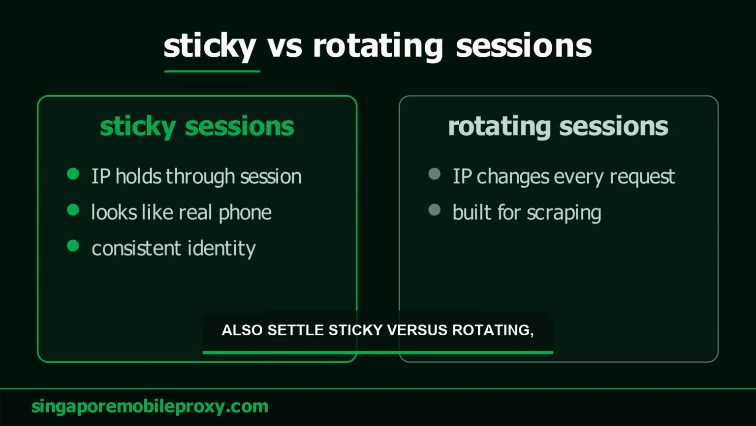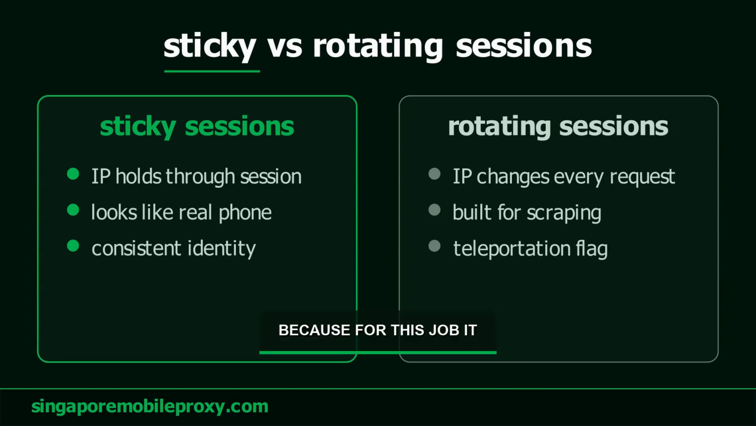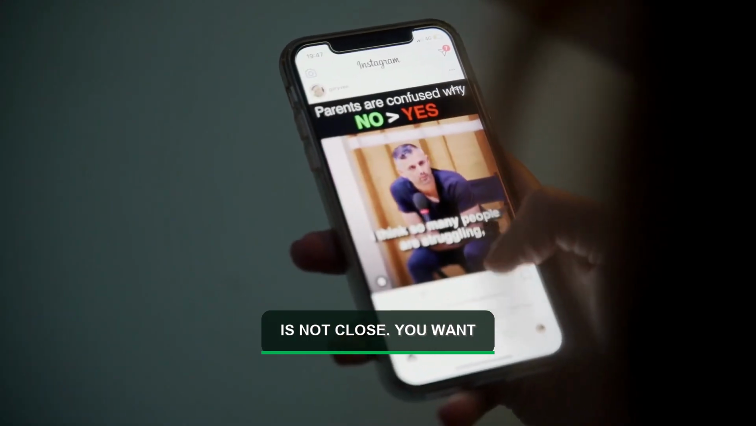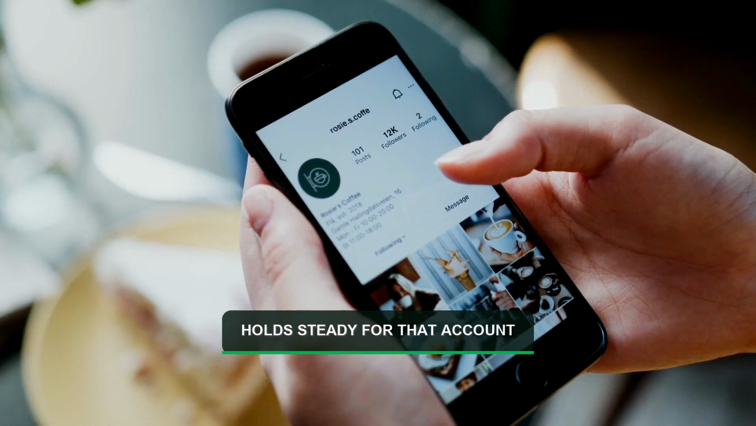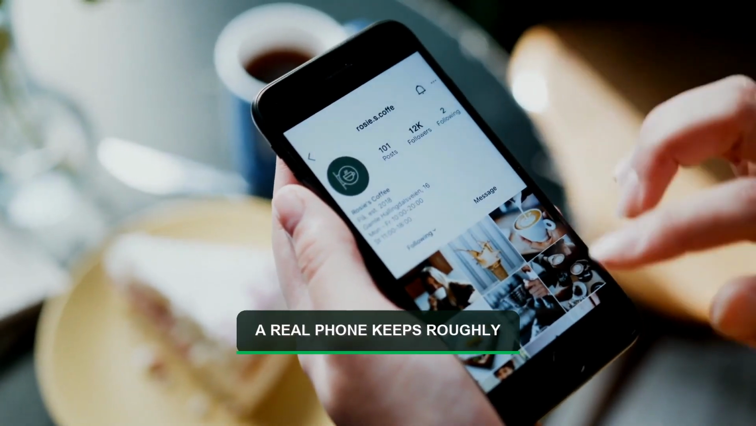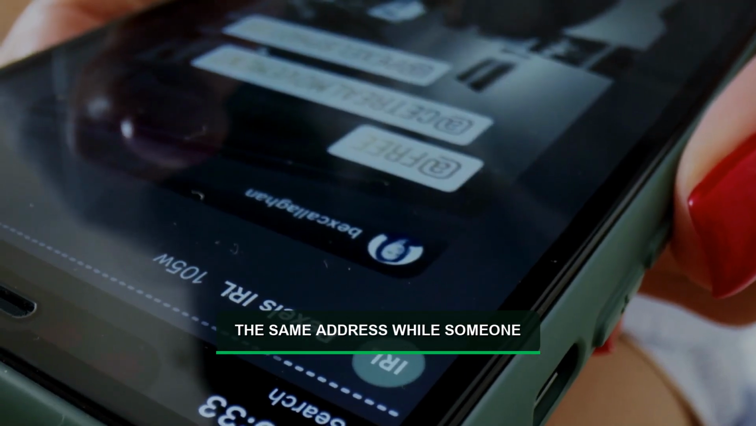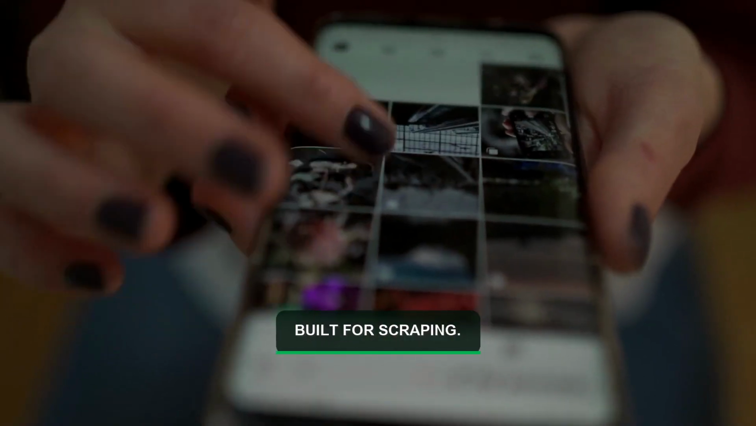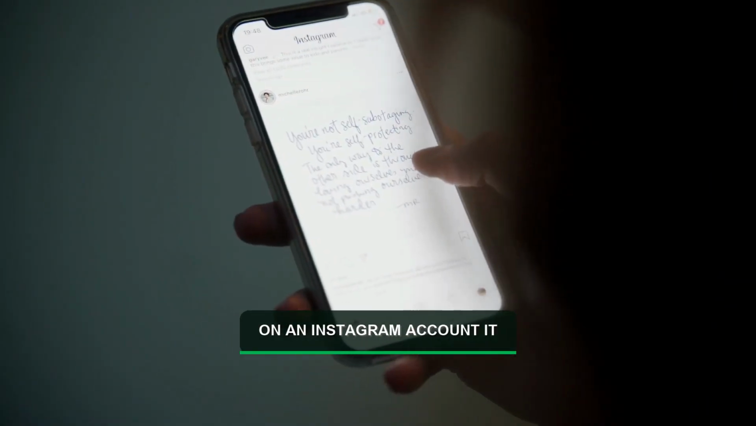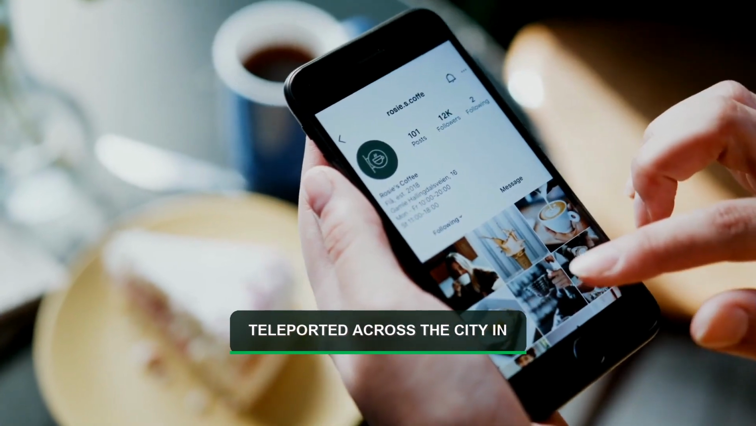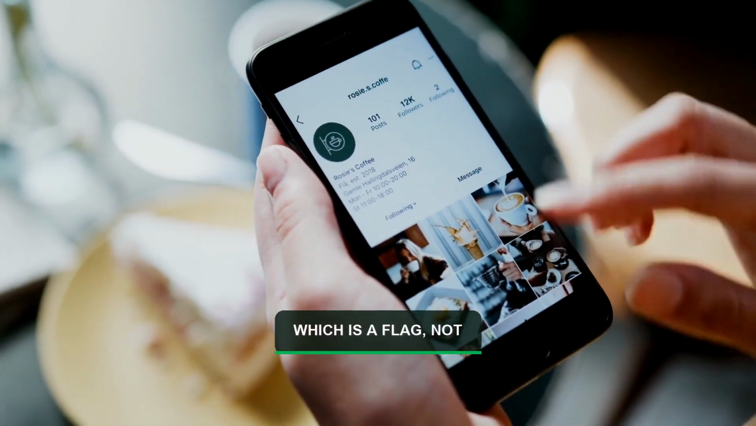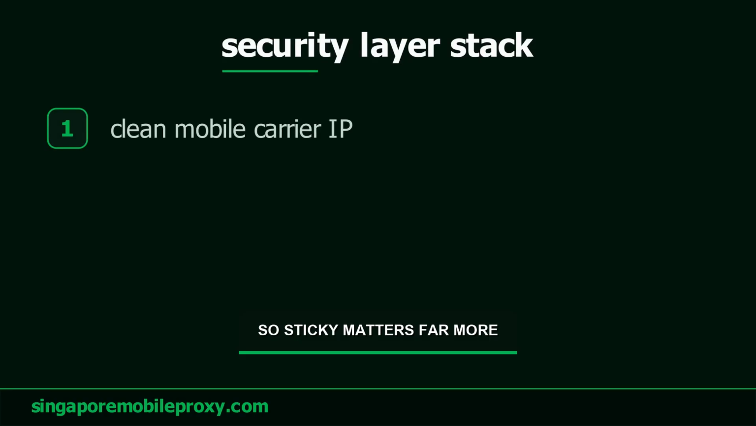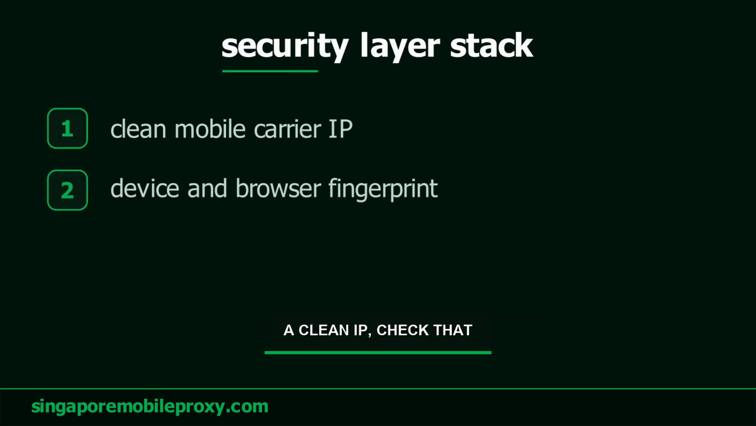Let me also settle sticky versus rotating, because for this job it is not close. You want sticky sessions, where the IP holds steady for that account through a whole session. A real phone keeps roughly the same address while someone browses. Rotation, where the IP changes on every request, is built for scraping. On an Instagram account, it makes you look like you teleported across the city in the middle of a scroll, which is a flag, not a feature. So sticky matters far more than rotation here. And if you are getting strange challenges on what you think is a clean IP, check that you are not accidentally on a rotating pool.